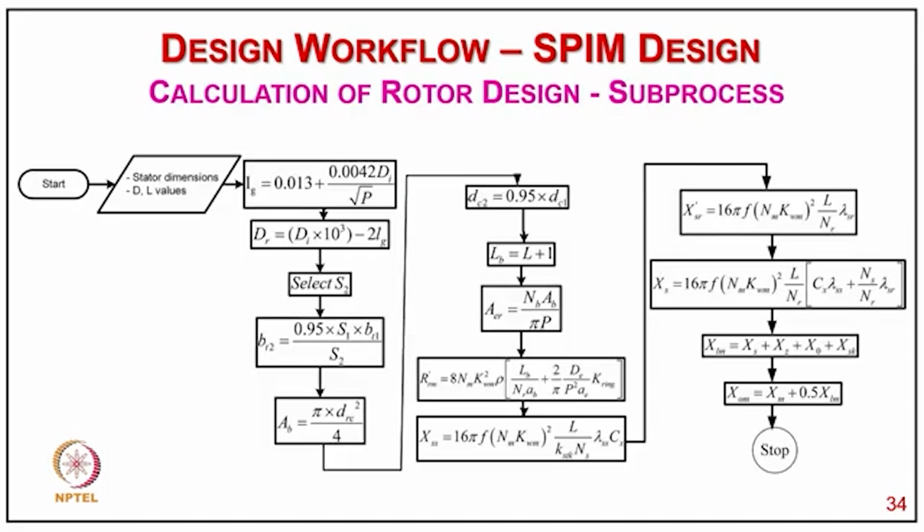And the calculation similarly for the rotor design sub process, starting from stator dimensions D and L, and calculate the air gap length LG, then rotor diameter DR, then select the rotor slots S2, then calculate the B to T, then the bar cross section area, then depth of the rotor core, then the bar length, then area of the end ring, the resistance of the rotor referred to the stator, then the leakage reactance calculation referred to the stator, then the total leakage reactance, and then transfer all these leakage reactances, and then typically calculate the equivalent circuit and then stop.